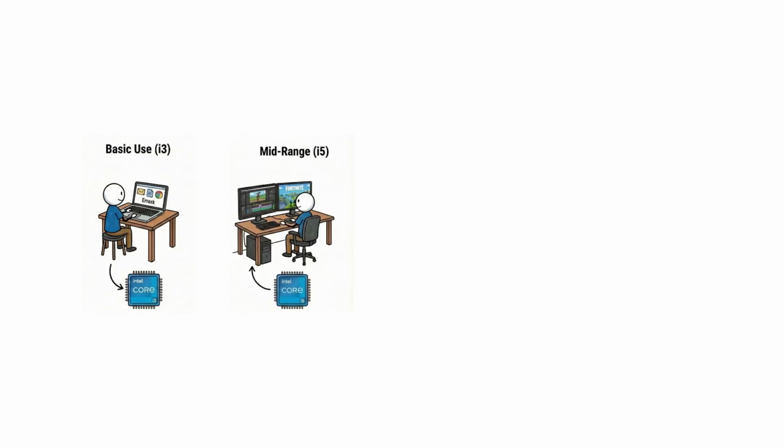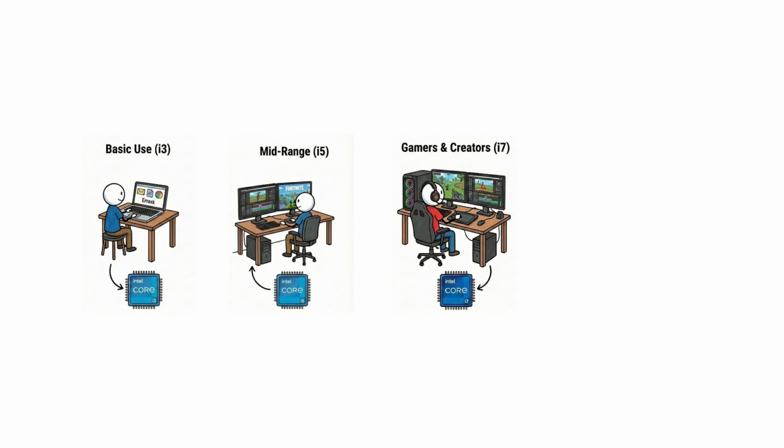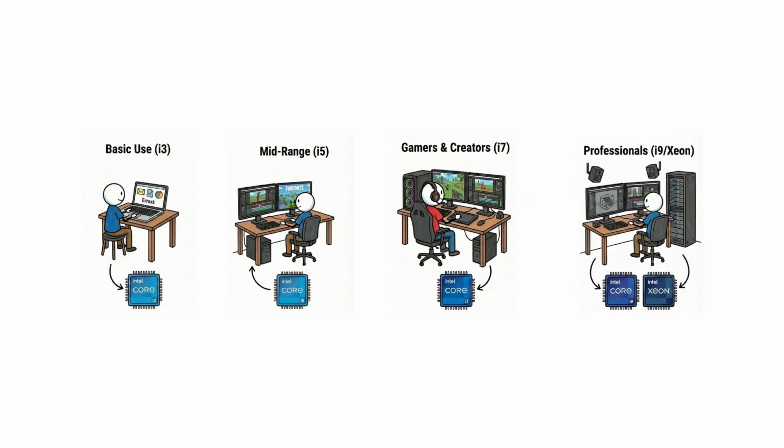To summarize via a simple rule, most people will be perfectly happy with an i5. Gamers and content creators might want the extra cache and speed of an i7. Only get an i9 or Xeon if you do professional video or 3D work. That's it. Now you know what those Intel names mean and can choose the right processor for your needs.